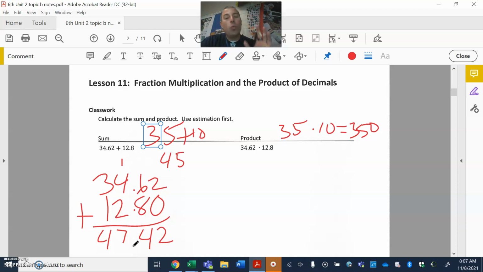Now, when we multiply with decimals, we do not line the decimals up. If we do, we create extra rows of numbers, which means extra work, which means a greater chance for a mistake. So when we're multiplying with decimals, just throw the decimals away. We're just going to do the 3,462 and multiply it times 128.